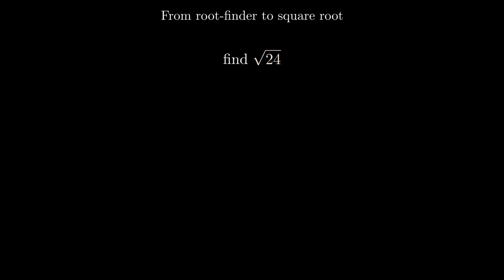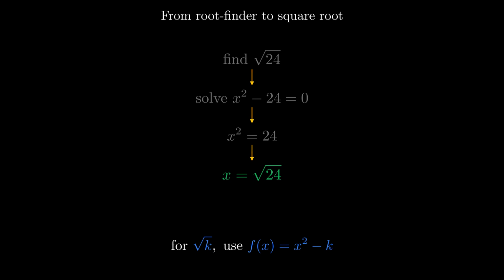Here's the trick. Finding the square root of 24 means finding the x where x squared minus 24 equals 0. Set x squared minus 24 to 0, and x squared equals 24, so x is the square root of 24. So to get the square root of any value k, we just hand Newton-Raphson the polynomial x squared minus k.